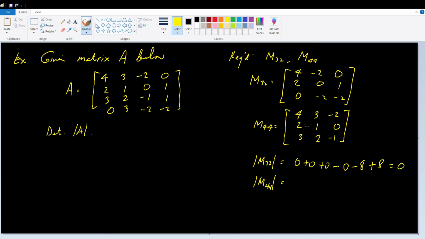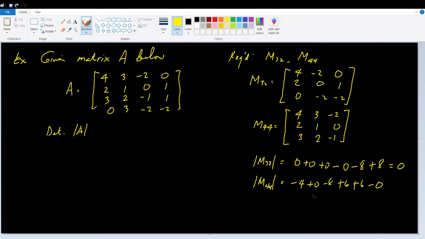So again, we apply the basket weaving method. 4 times 1 times negative 1 is negative 4. 3 times 0 times 3 is 0. Negative 2 times 2 times 2 is negative 8. Minus negative 2 times 1 times 2 is negative 6, so it becomes positive 6. Minus 3 times 2 times negative 1 is negative 6, so it becomes positive 6. Minus 4 times 0 times 2 is 0.